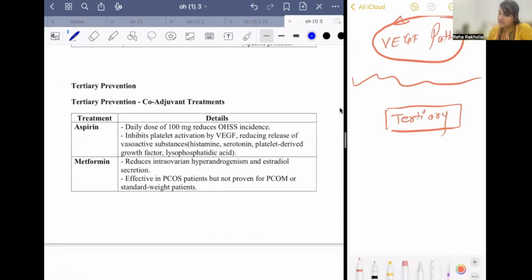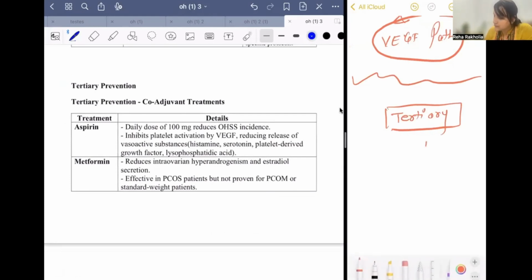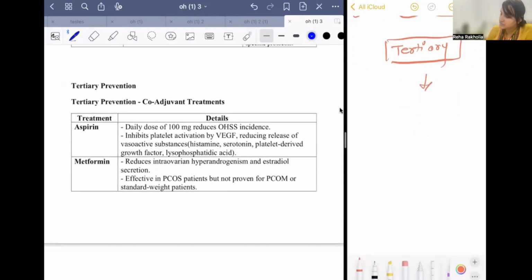Now we'll talk about tertiary prevention. We'll understand in this tertiary prevention how additional treatments such as aspirin, metformin, dopamine receptor agonist, and albumin infusion can further prevent the OHSS complication.